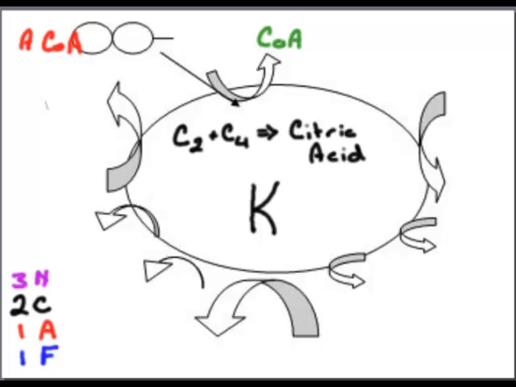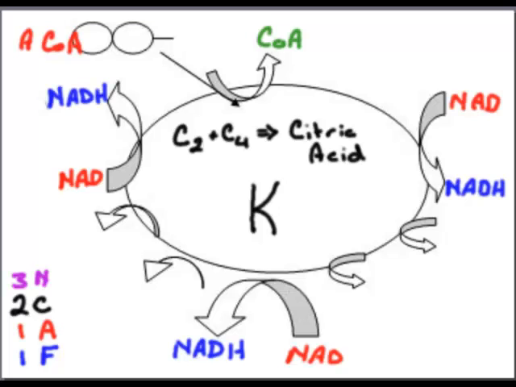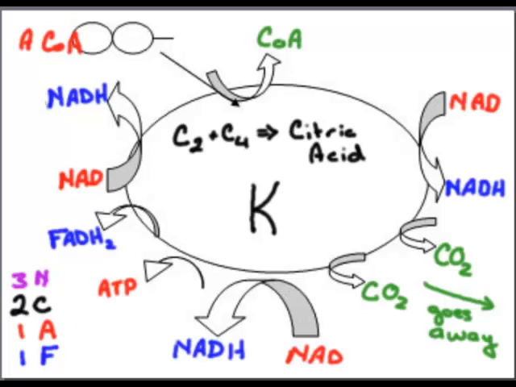So we're going to start off with 3 NADHs being produced. Of course, NAD comes in, pulls off the hydrogen. The next thing that we're going to release is the 2 carbon dioxides, which of course we breathe off. They go into our red blood cells, to our lungs. And finally, we make 1 ATP and 1 FADH.